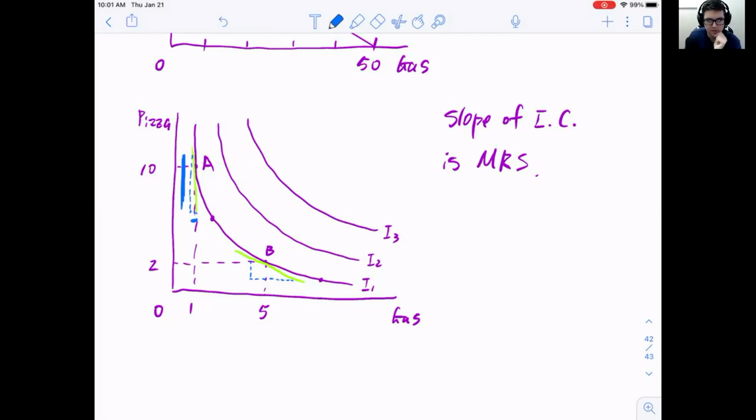It's because your marginal utility for pizza is just so low, where your marginal utility for gas would be higher. Very good trade-off.